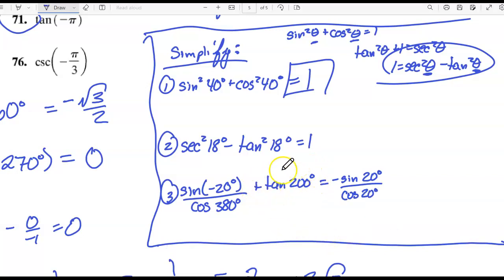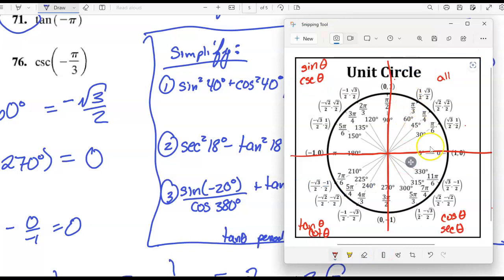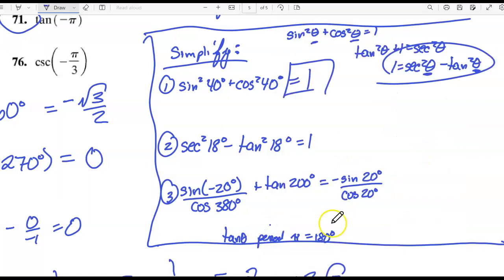So I just got to think about this here. What do we know about the tangent? We know that the tangent has a period of pi, and pi is the same thing as 180 degrees. So what that means, if I think about my unit circle, is that the tangent of 200, which would be somewhere around here, is going to be equal to the same thing as the tangent of 20. And they're going to have that same value.